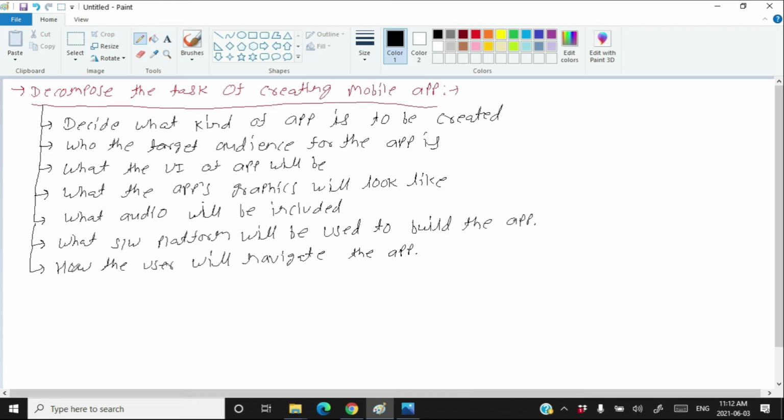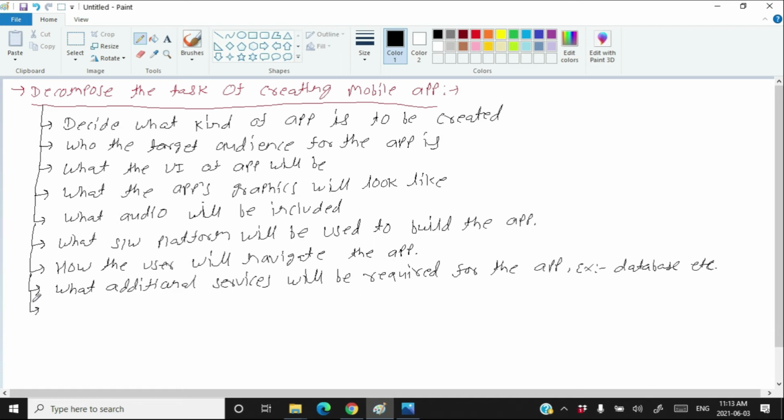What additional services will be required for the app, for example, database, etc. How the app will be tested, on what kind of data, on what kind of environment you are going to test your app.